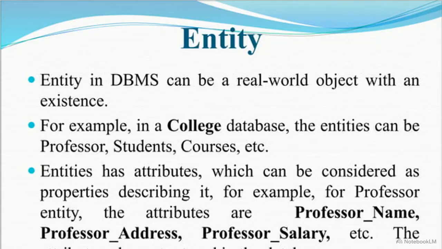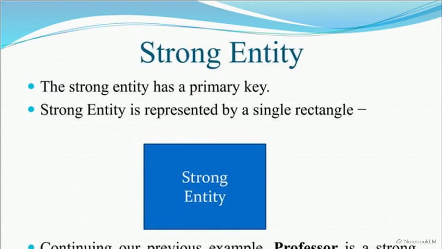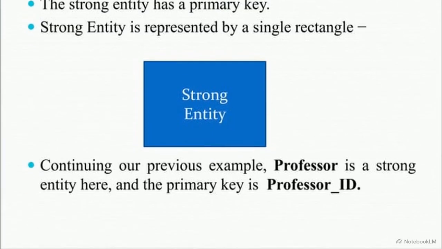The translation process begins by identifying entities. An entity is a real-world object with a distinct existence, like a professor or a student. Entities are categorized by independence. A strong entity, a solid rectangle, has an independent existence. This independence is guaranteed by a primary key. Here, Professor ID uniquely identifies that record across the system, standing alone.